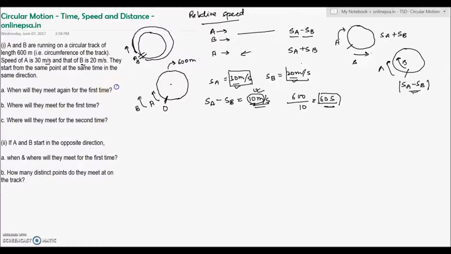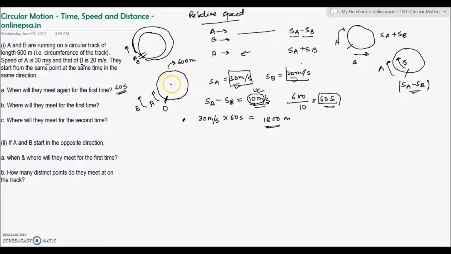So we can write the answer here as 60 seconds for the first question. The next question says, where will they meet for the first time? So in 60 seconds, we can easily find out the distance covered by A. Speed of A is 30 meter per second and the time given is 60 seconds, right? So total is 1800 meters.